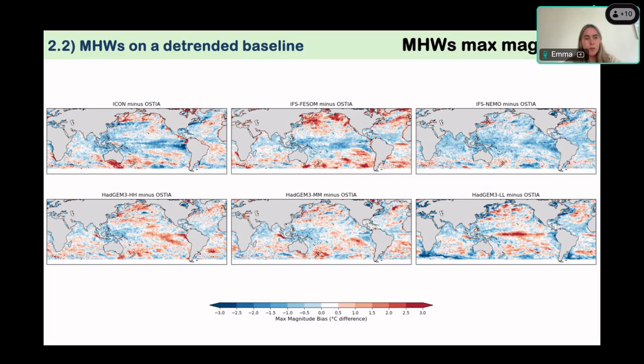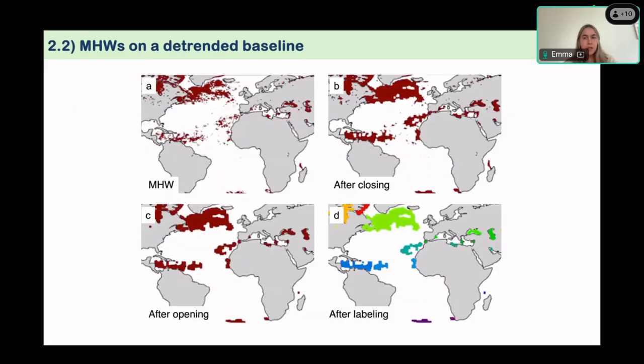So then we look at our final characteristic of marine heat wave, which is areas.